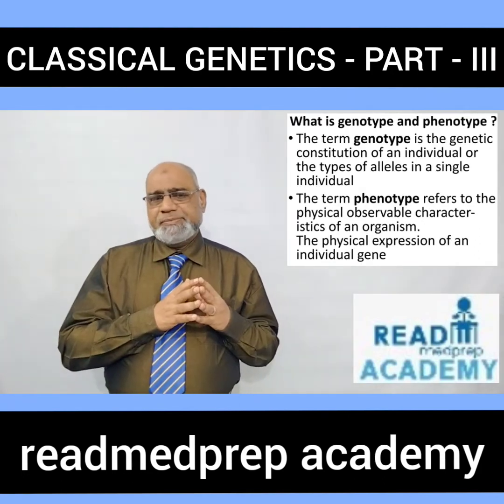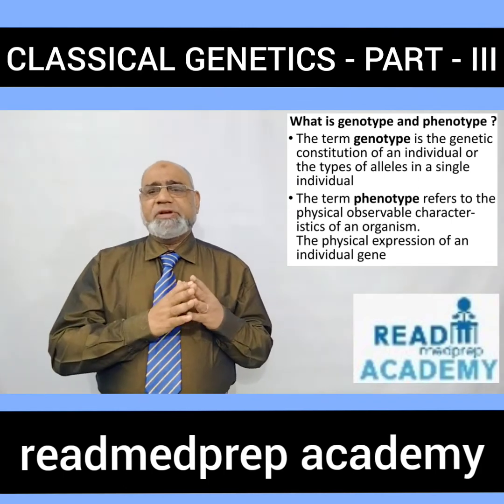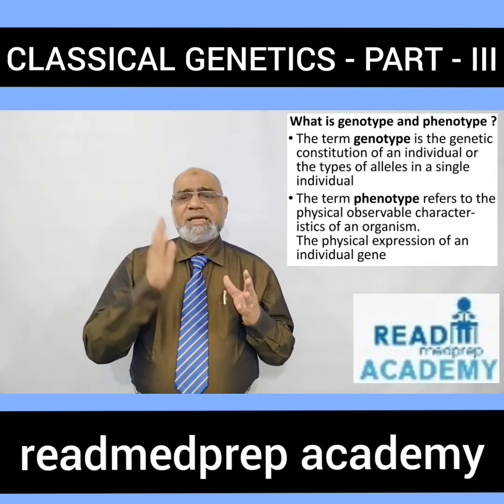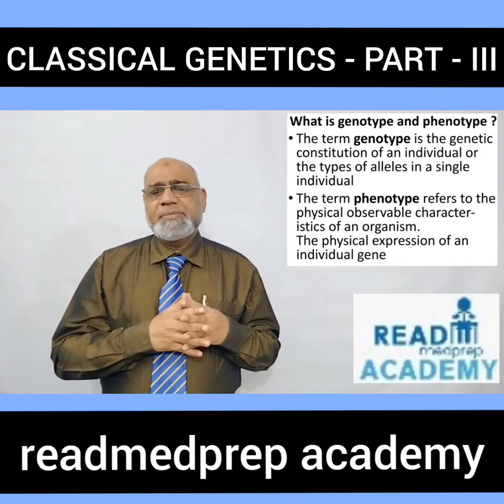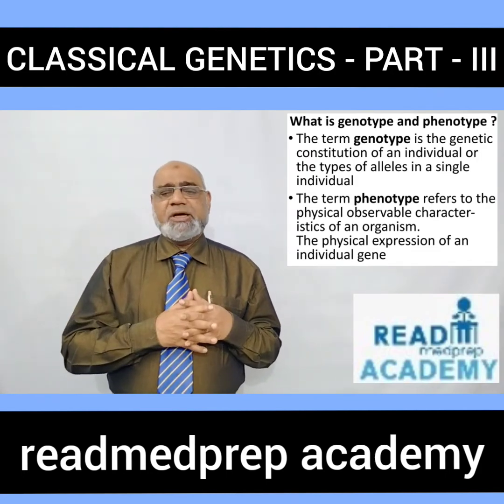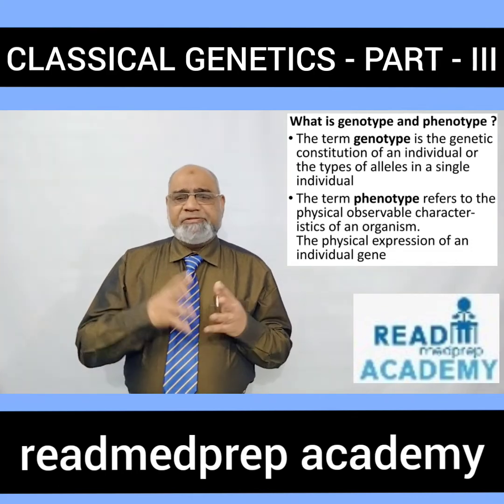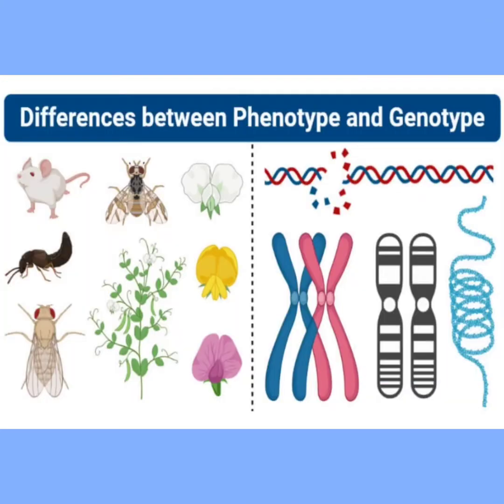What is a genotype? The term genotype is the genetic constitution of an individual or the types of alleles in a single individual. The term phenotype refers to the physical observable character that is present in an organism, the physical expression of an individual gene. Here you can see the differences between the phenotype and the genotype in a pictorial manner, where the flower color or the size of the wings or the height of the plants or the color of the pig. So the phenotype is the physical expression of the character, whereas genotype is the genes that code for that specific character.